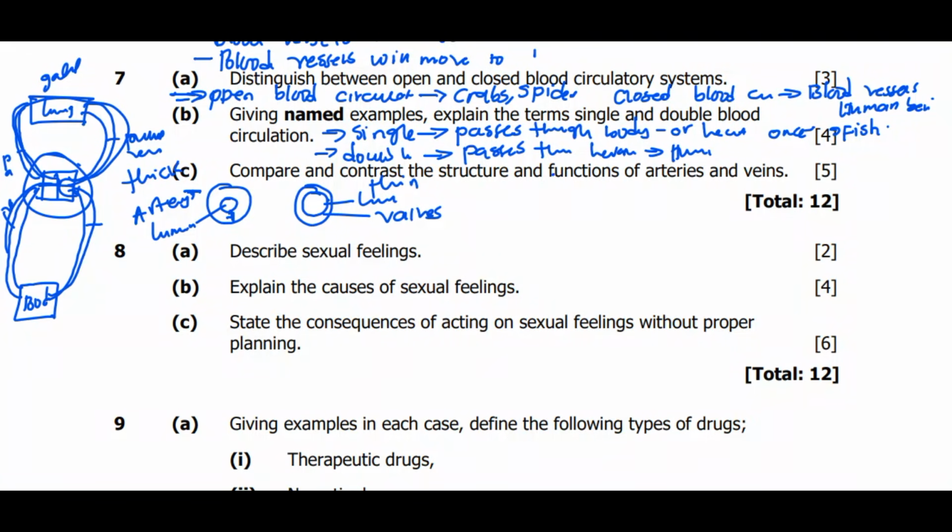Then in terms of transportation, that is in terms of function, the arteries carry blood at high pressure while the veins carry blood at low pressure. Then the other function is that all arteries except one carry oxygenated blood, and the opposite is also true for veins.